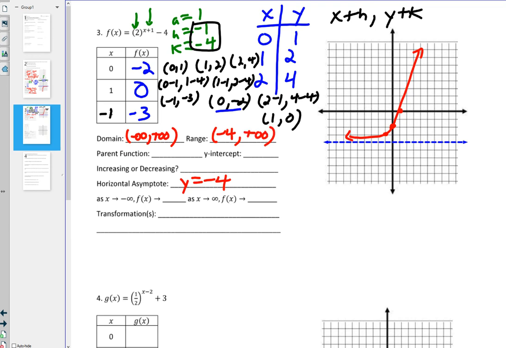Martha, parent function. It's easy. Just take away all the transformations. What would it look like? Yeah, you can put y equals. I remember the other teachers didn't take away for not putting y equals. They just cared that you put the base to the x. So you should put a y equals. Go ahead and y-intercept. 0, -2. Yeah.